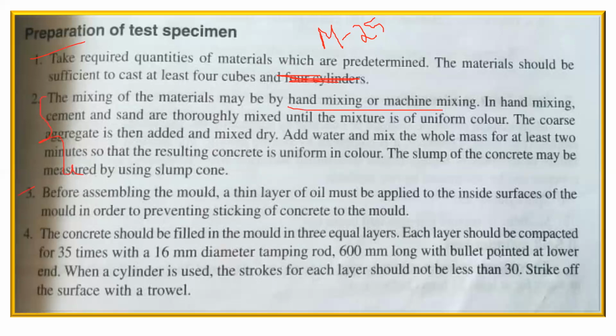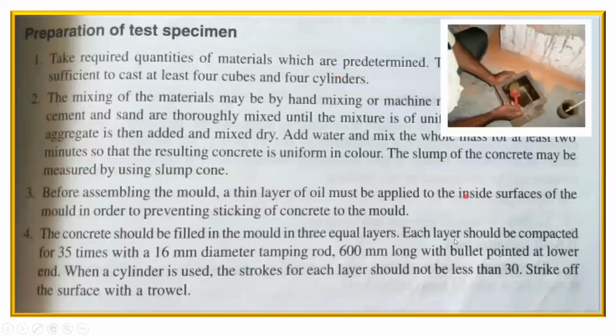Before assembling the mold, a thin layer of oil must be applied to the inside surface of the mold in order to prevent the sticking of concrete to the mold, right? So we'll try to apply the oil to this so that when you demold it after 24 hours, we'll find it easy to take the concrete cube out. Otherwise, if you don't put the oil here, the steel mold and the concrete will have a good bonding between them. As a result, you'll find it very difficult to take out. So in order to stop that bonding, we'll try to apply this oil.